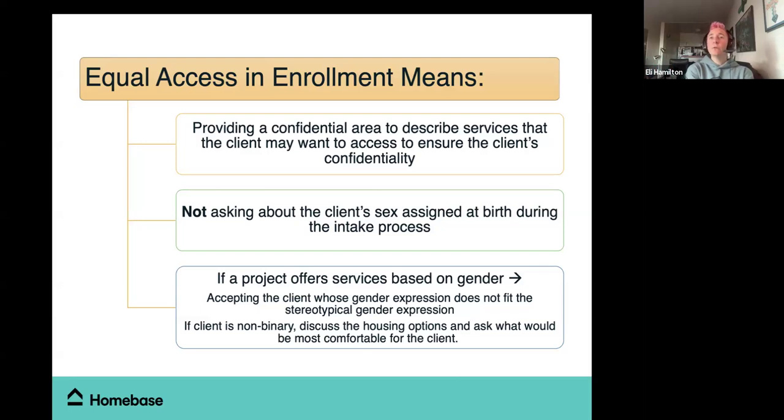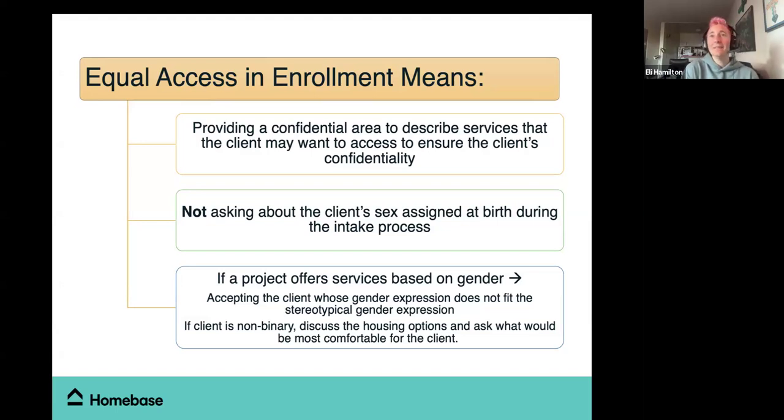And then if you work in a program that offers services based on gender, so a gender or sex segregated shelter, or other program for women, a program for men, the equal access rule expects you to serve clients based on their gender identity and regardless of their sex assigned at birth or their gender expression.